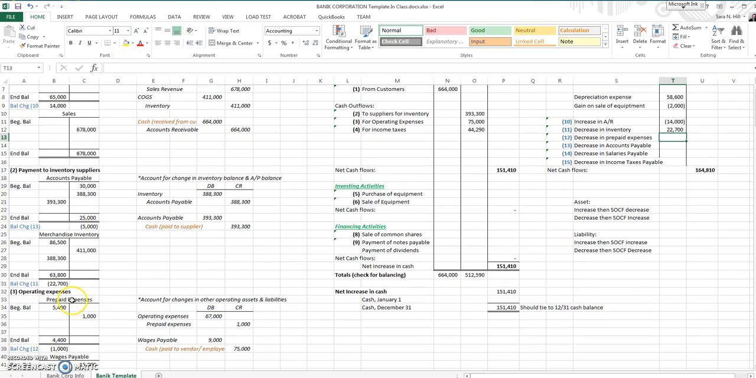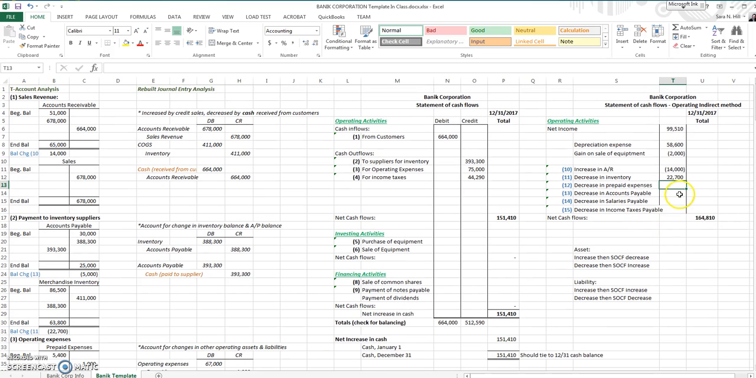Prepaid expenses, another asset account. Started the year with $5,400, ended with $4,400, a decrease of $1,000. If I have a decrease in an asset account, I'm going to transfer it to my statement of cash flows as an increase.